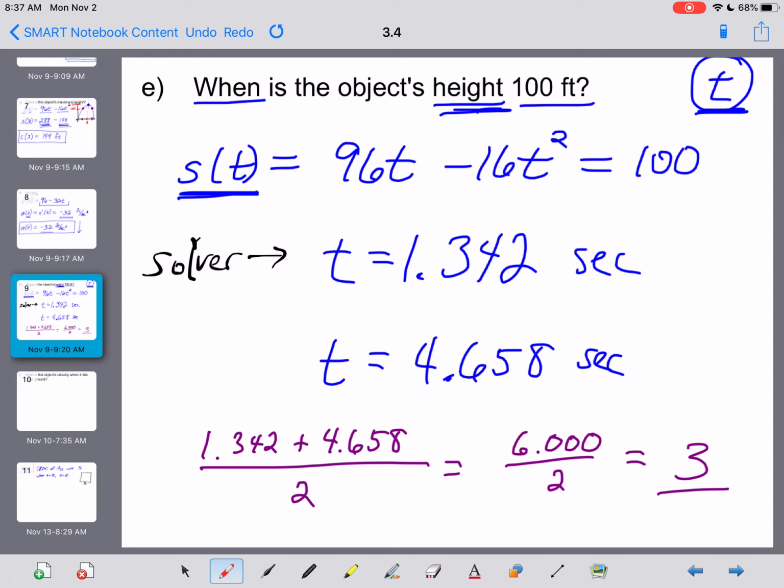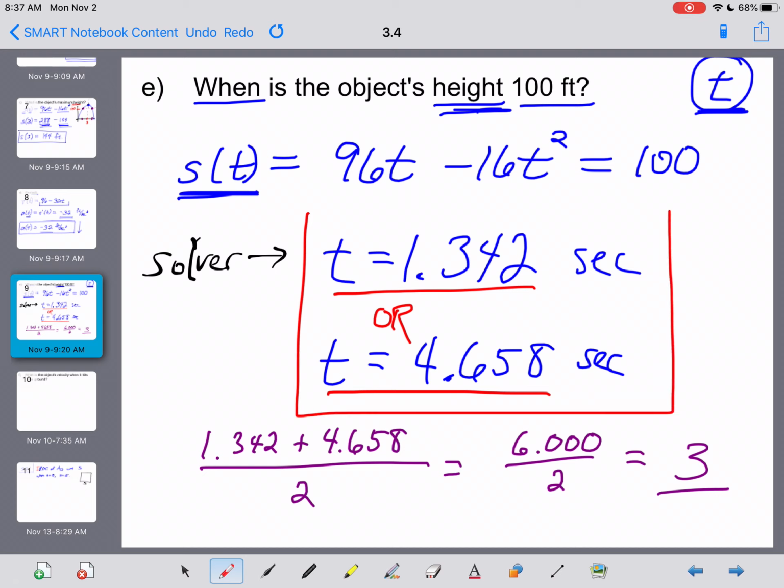What we really want to say is, the object will reach a height of 100 feet if its time is this, or if its time is this right here. Either one of those will work to satisfy the condition that its height would be 100 feet. So really that's an "or" in between there.